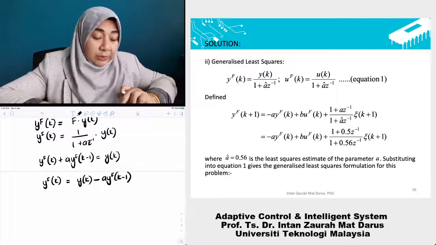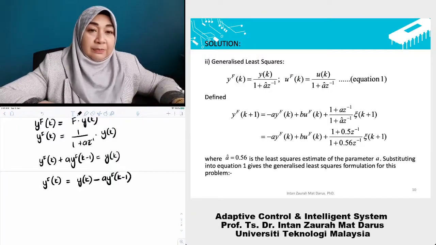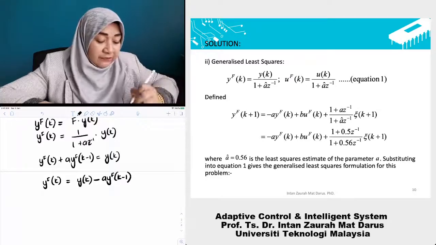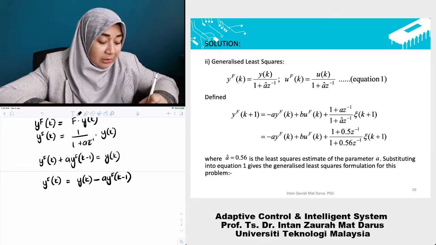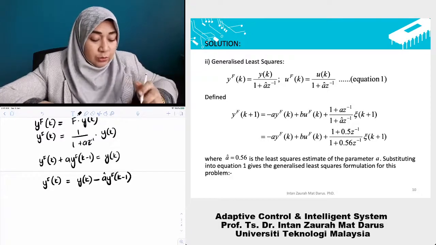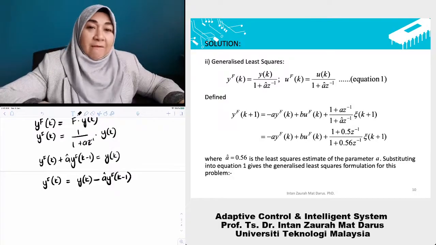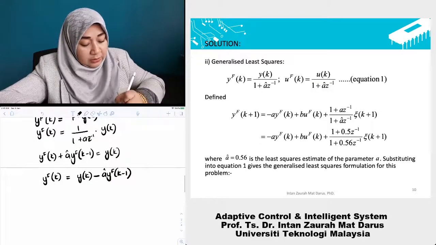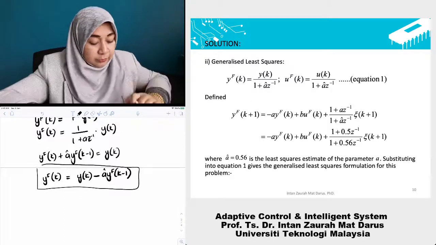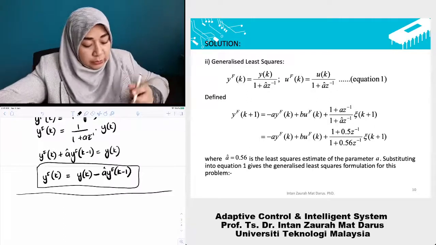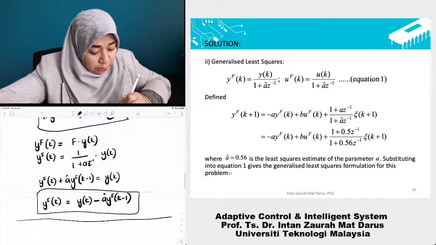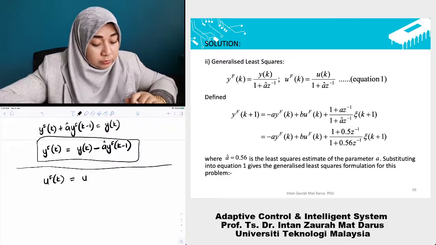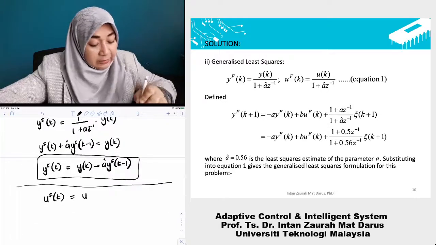So the new filtered data equals the actual data minus the previous filtered data multiplied by the parameter a. Of course, you do not have the actual parameter a, but you have estimated it from the previous least square example. I'm going to do the same thing for my input. It's also going to give me a similar equation. So the input u filtered at k equals the actual u, filtered by the filter multiplied by your actual u.